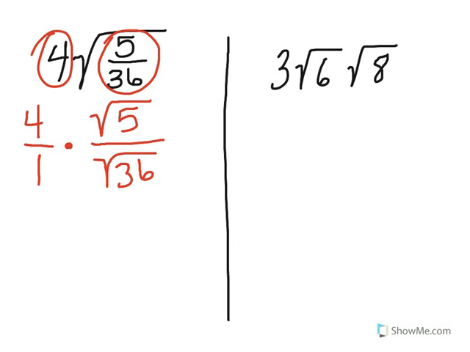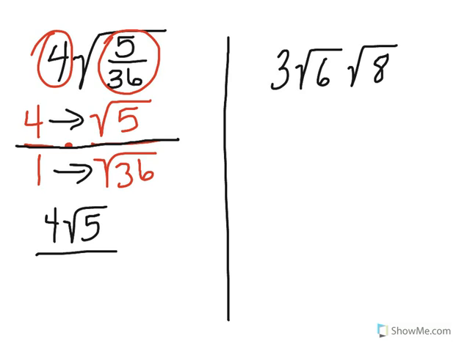But for me, it does, because if I notice that I'm multiplying fractions, that means I can just multiply straight across. I don't need any common denominator when I multiply fractions. I just multiply straight across. So I get this 4 times the square root of 5 on top. And on the bottom, I get 1, which I don't need to write, times the square root of 36.